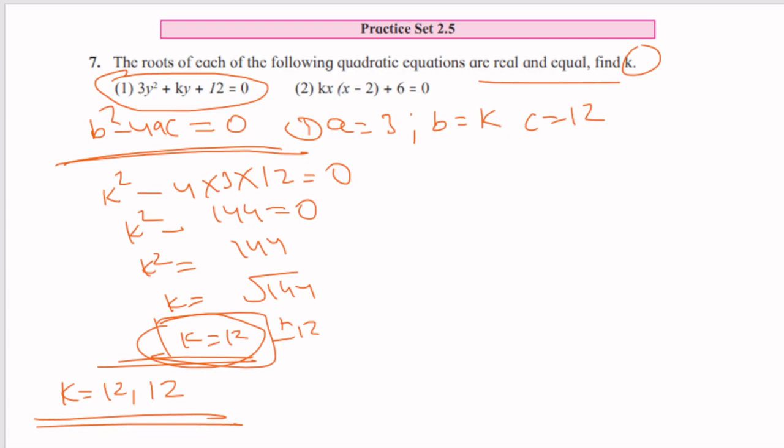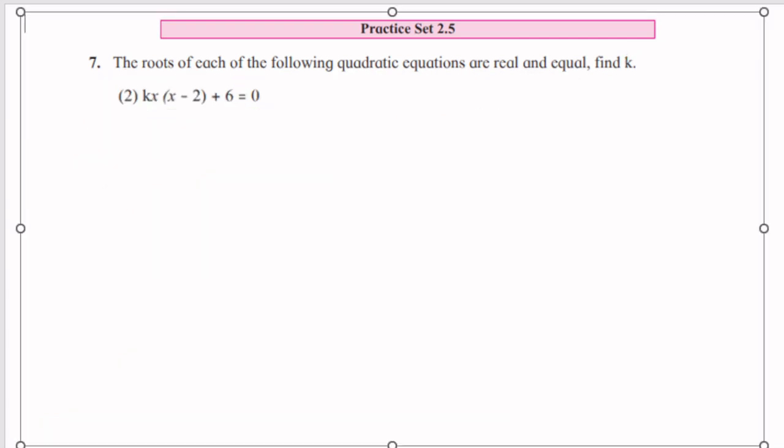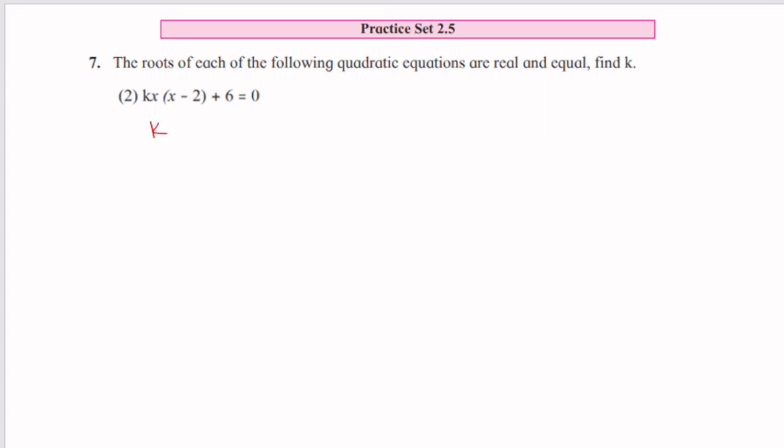Now let's see complete question number 2 of the same question number 7. This is not in proper form. Let's convert into proper form first. So multiply, open the bracket. So once you open the bracket, it will be kx square minus 2kx plus 6 equal to 0. So after comparing with the main equation, you will get a is equal to k, b is equal to minus 2k, and c is equal to 6.